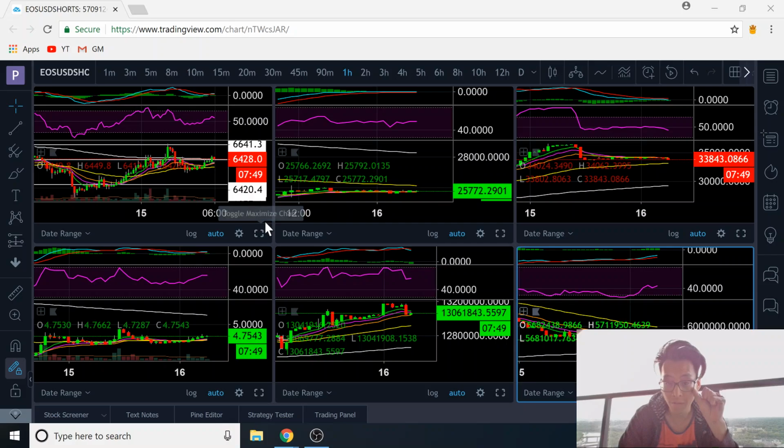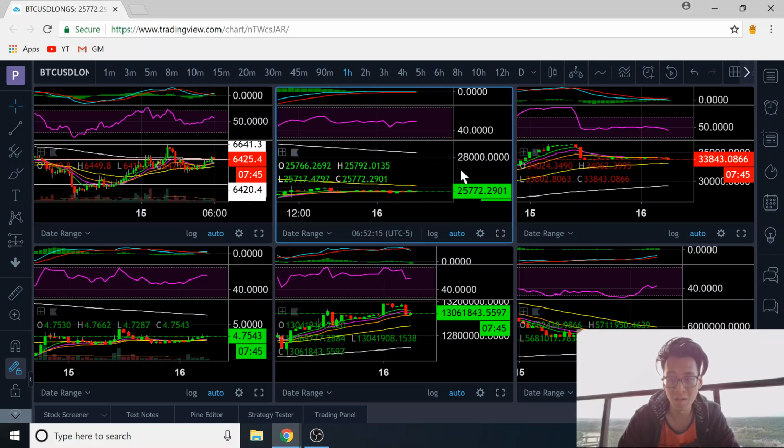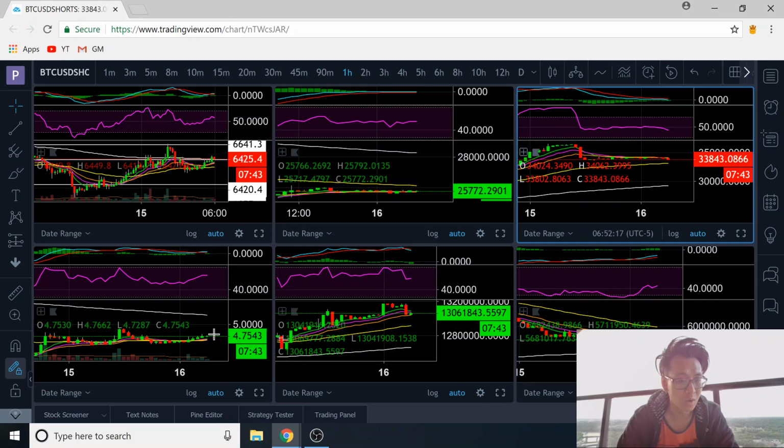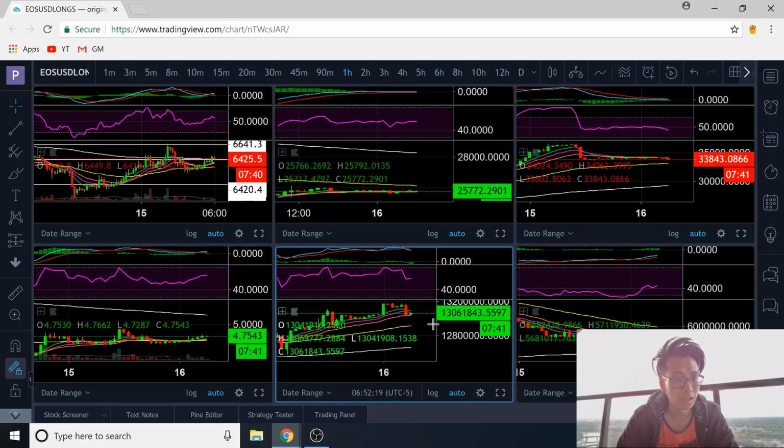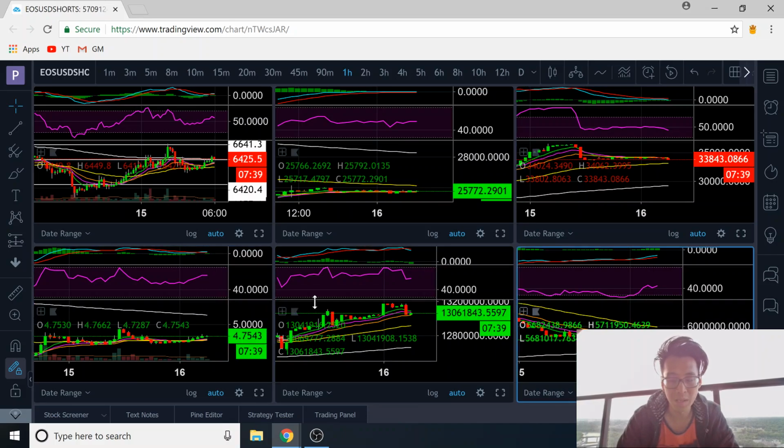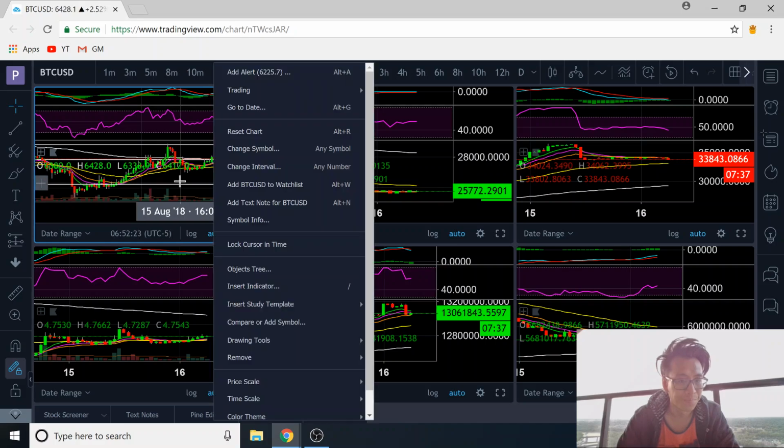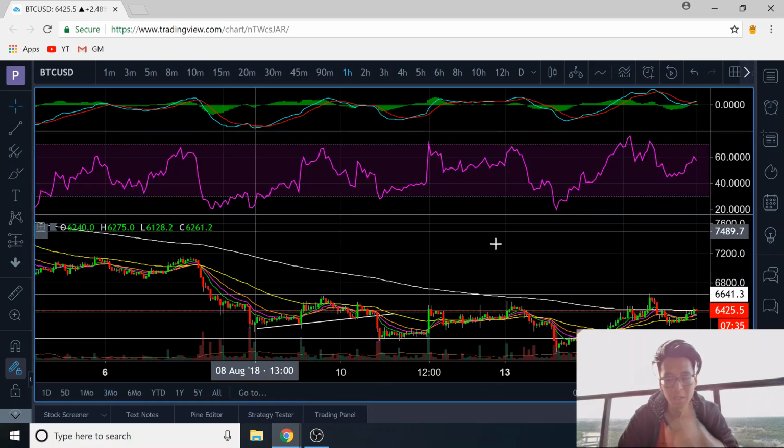So we're going to go over a lot of things right now. We're going to take a look at today's Bitcoin. We're going to take a look at Bitcoin longs, Bitcoin shorts, take a look at EOS, EOS longs, and also EOS shorts as well. So let's get into this, guys.